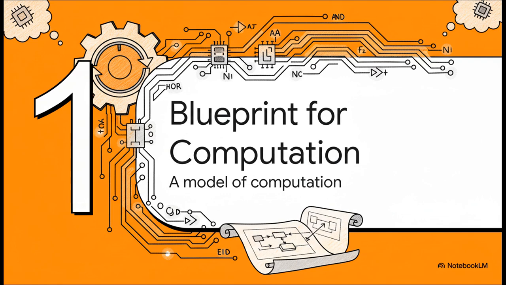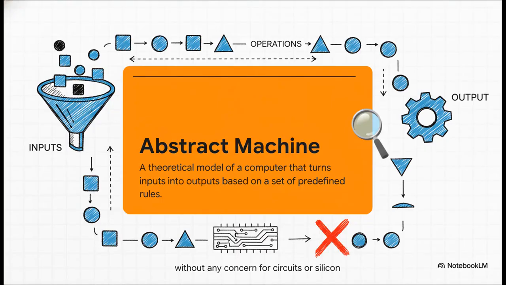What exactly are we talking about when we say a blueprint for computation? When you boil it all down, an abstract machine is basically a mathematical concept. It's pure logic. You give it some input, it follows a strict set of rules, and only those rules to process it, and then it gives you an output. The magic here is that it doesn't care one bit about the physical world. No circuits, no silicon, no overheating fans. Just the rules of the game.